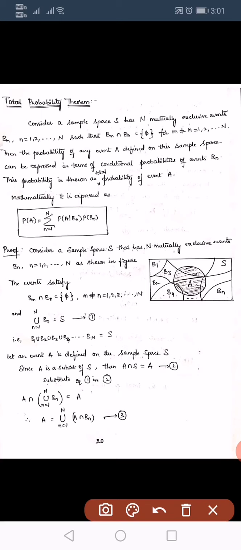In the sample space itself, we define an event A. A is a subset of the sample space, and if A is a subset of S, then we can write A intersection S equal to A. Now we know this equation number 1. Substitute S here, substituting equation number 1 in 2. So A equals A intersection, this value is S, union of n equal to 1 to N, Bn.